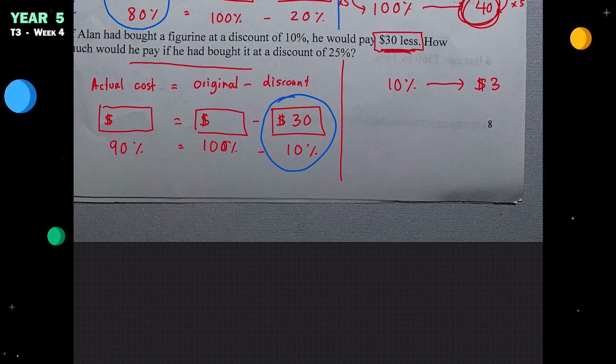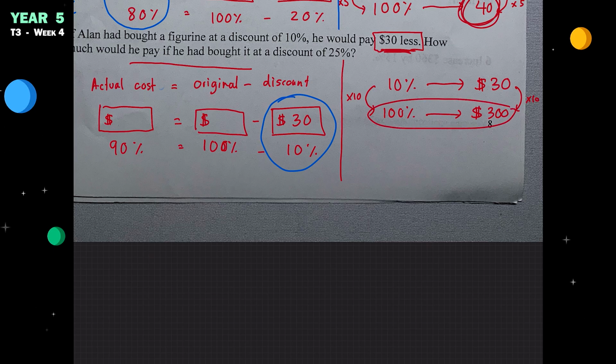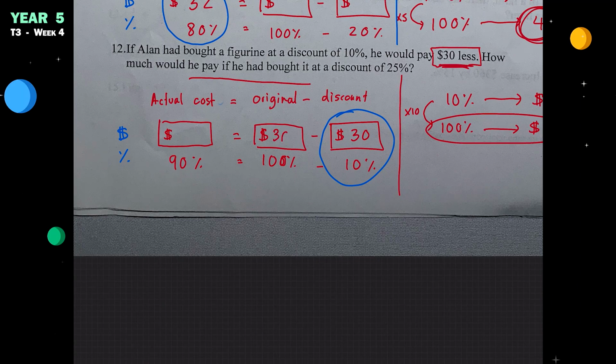Oh, this is 30 by the way. So 10% is $30. Let's get all of the numbers. Actually, let's get the original price back. So let's get 100%. I want 100%. So I times it by 10, from 10 to 100. If I times this by 10, I will get the 300, so $300 is 100%, and 100% is our original price. So therefore, the original price is $300.